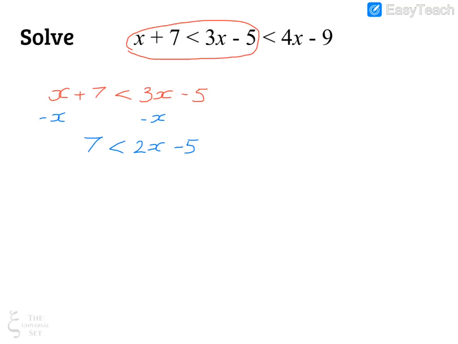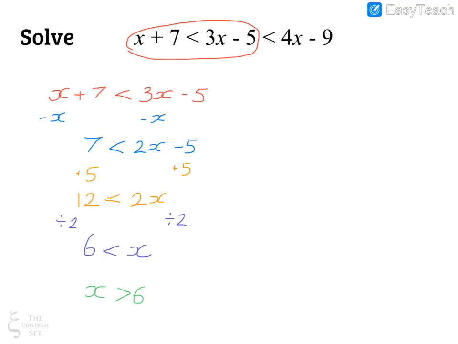Okay? Next step, I'm going to plus 5 to get rid of the take away 5 over there. So I plus 5, and that's going to give me 12 is less than 2x. Final step then will be to divide by 2. I divide by 2, and that will give me that 6 is less than x, or possibly a slightly nicer way of writing that would be x has to be bigger than 6. Okay, so that's part one.